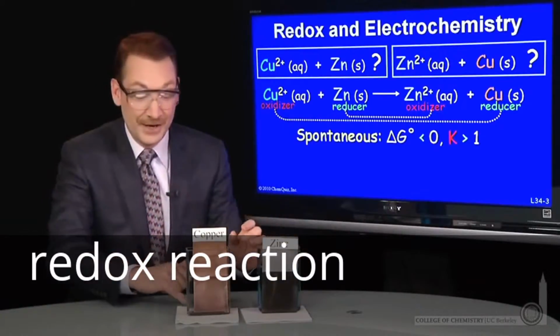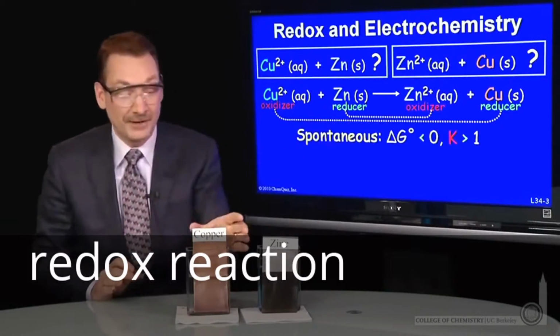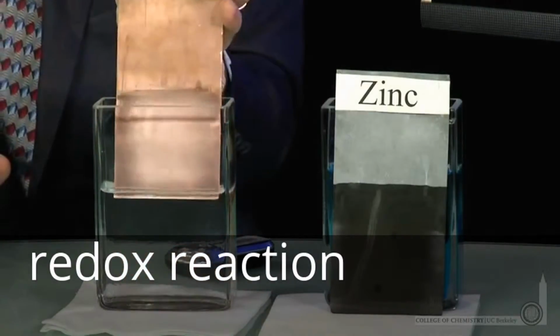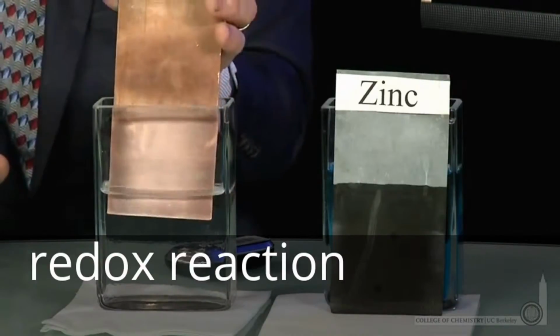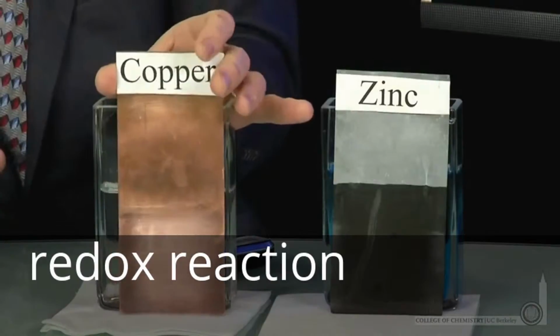On this side, there's no reaction. This represents the reverse reaction, zinc ions and copper metal, and that's the thermodynamically favored state, is to have copper metal and zinc ions. So no reaction occurs on this side.